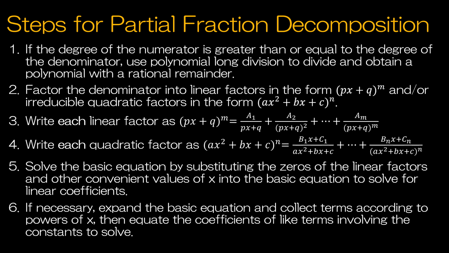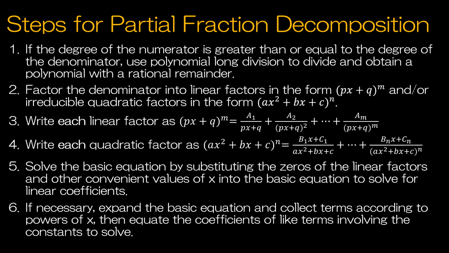I wanted to include an overall steps page for you to reference. I recognize that none of this is going to make sense to you yet, but let's talk through the basic steps. So step 1 is if you have a degree in the numerator that's greater than or equal to the degree of the denominator, we have to use polynomial long division to divide and obtain something simpler. So it's going to give you a polynomial, and the remainder will be rational, and therefore we can use partial fraction decomposition on that.